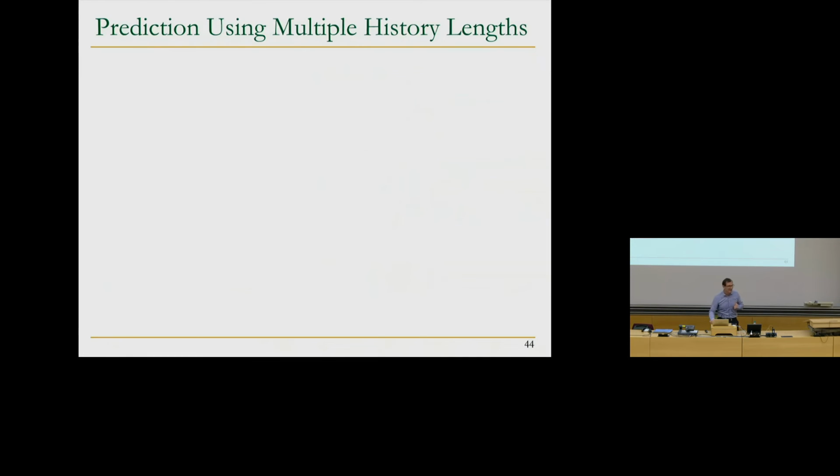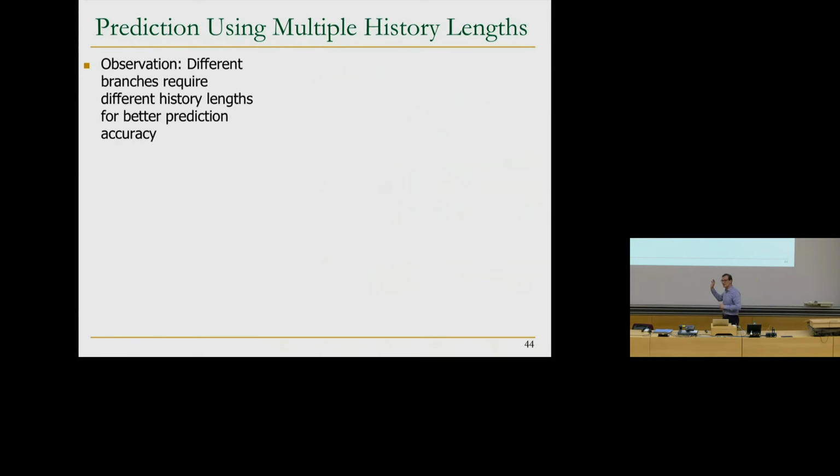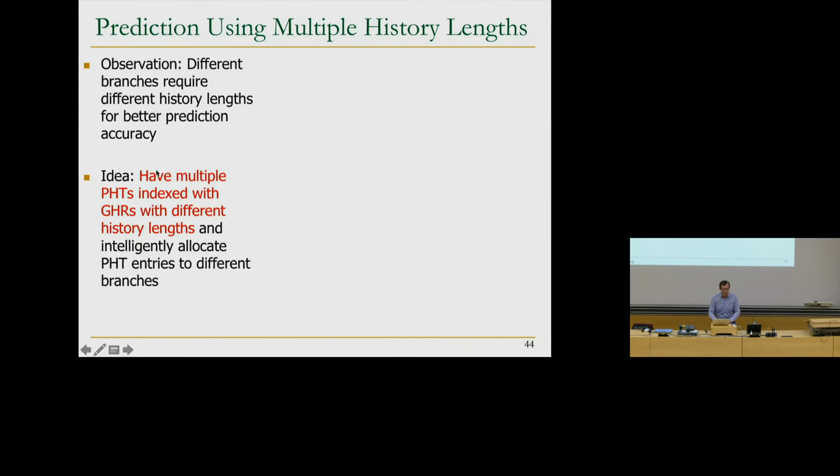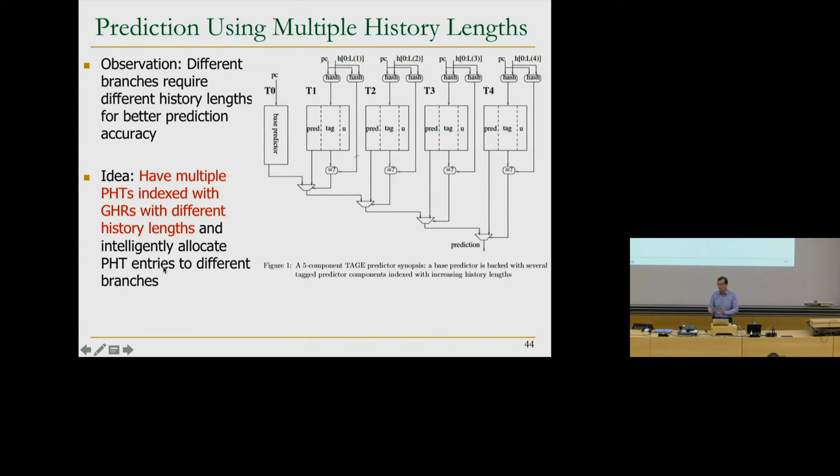Is this the state of the art? It turns out this doesn't do as well as what humans can do. Well, maybe some smart humans can do. So people have observed that using multiple history lengths is the state of the art actually, with some sophisticated mechanism. I'm going to give you the state of the art in a little bit. Basically, as I said earlier, different branches require different history lengths for better prediction accuracy. And people have found that having multiple pattern history tables or 2-bit counters indexed with the global history register with different history lengths, and intelligently allocating entries to different branches, can buy you better accuracy.